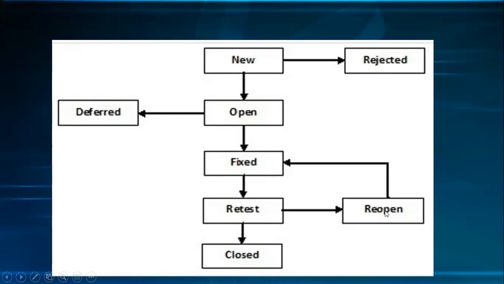Once it's reopened, the developer picks it up again, he fixes it, and once he fixes it, it sends it back to retest. If you're not happy, you go through that loop until you're happy. Once you're happy, then you close it. This is the whole defect life cycle. Just ensure that you understand each phase. This is what a defect life cycle looks like.